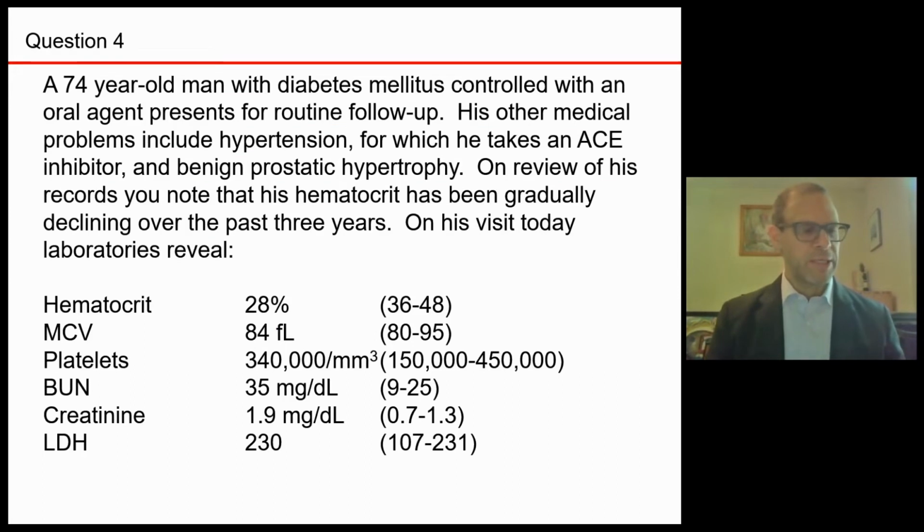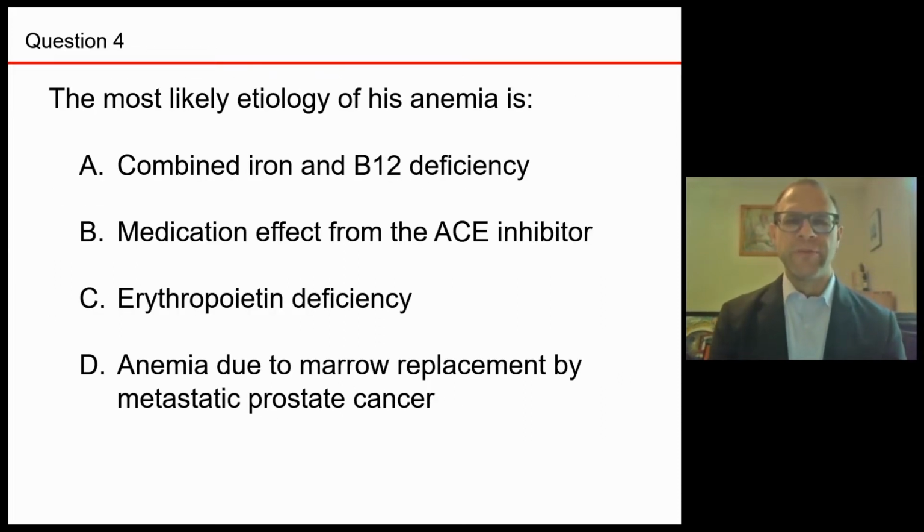The next question is a 74-year-old man with diabetes who comes for routine follow-up. He also has hypertension, takes an ACE inhibitor, has BPH, and on review of your records, you see that his hematocrit has been slowly declining over the last 3 years, and it's now quite significant at 28%, with an MCV of 84, platelets 340, the creatinine 1.9, LDH is 230. What is the most likely etiology of this anemia?